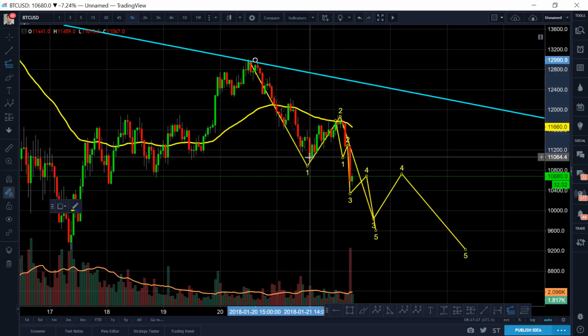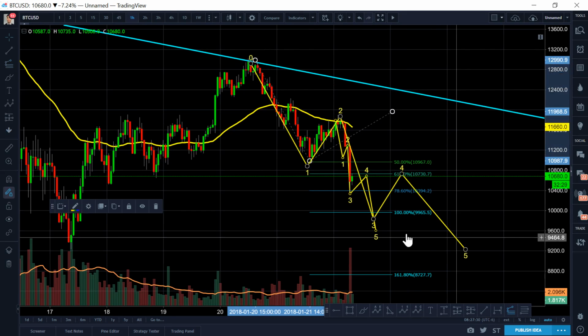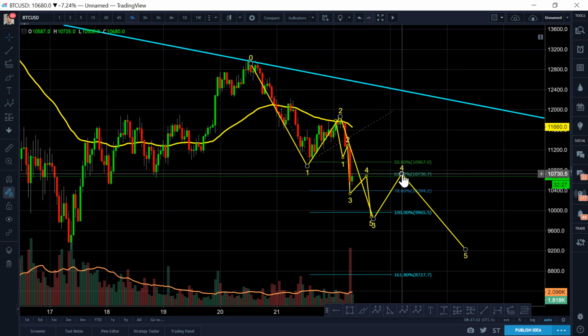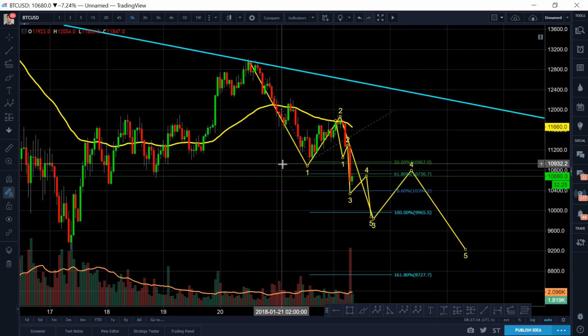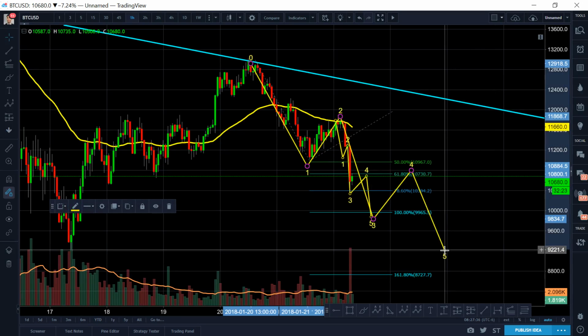If this one even just did a 1-to-1 for wave 3, that seems about right there. Wave 3, 4 will retrace no more than to wave 1's territory. And then after that, we get one more touch somewhere.